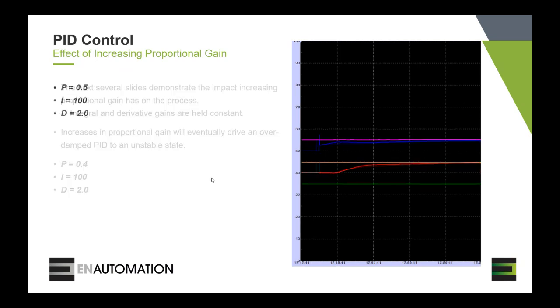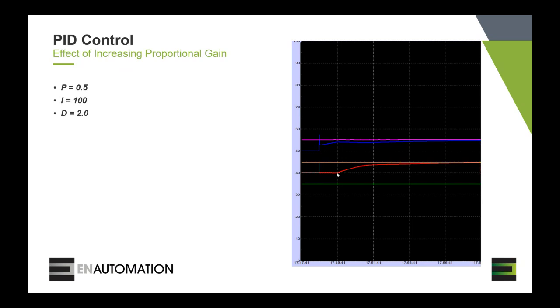If we increase the proportional gain a little bit, we'll see that the process responds faster. The process value reaches the set point much quicker, but it's still too slow. So as we increase the proportional gain a little bit further, we can see that it's responding faster, reaching the set point faster.